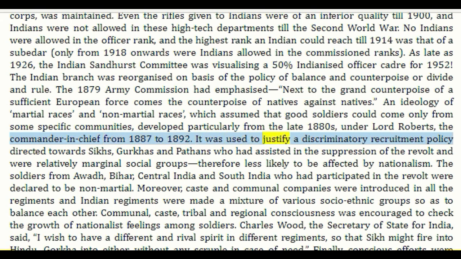It was used to justify a discriminatory recruitment policy directed towards Sikhs, Gurkhas and Pathans who had assisted in the suppression of the revolt and were relatively marginal social groups, therefore less likely to be affected by nationalism. The soldiers from Awadh, Bihar, Central India and South India, who had participated in the revolt were declared to be non-martial. Moreover, caste and communal companies were introduced in all the regiments, and Indian regiments were made a mixture of various socio-ethnic groups so as to balance each other.